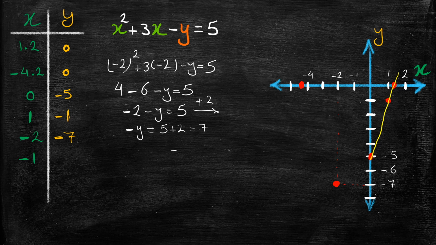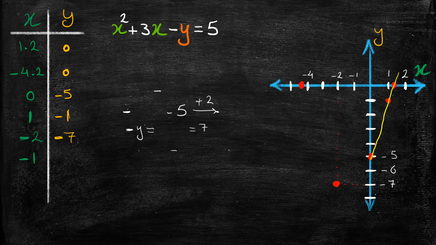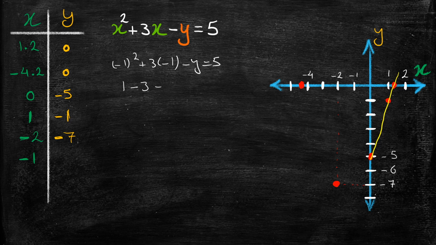and find out the value of y when x is -1. Okay. -1 to the power of 2 plus 3 times -1 minus y equals 5. -1 to the power of 2 is +1 plus 3 times -1, that's -3 minus y equals 5. So 1 minus 3, that's -2 minus y equals 5.